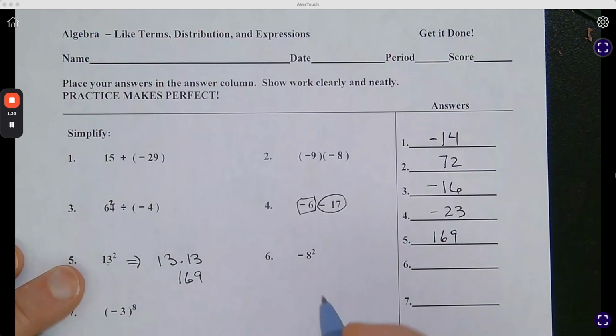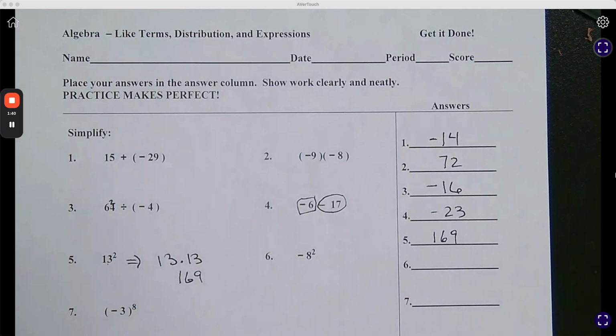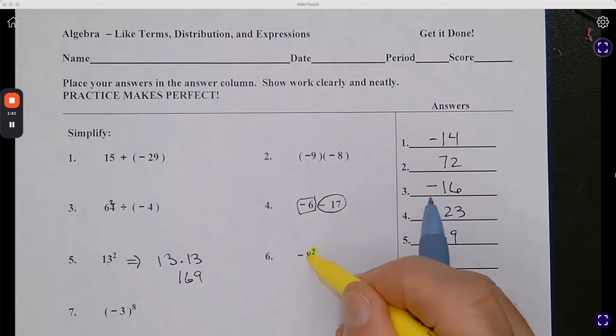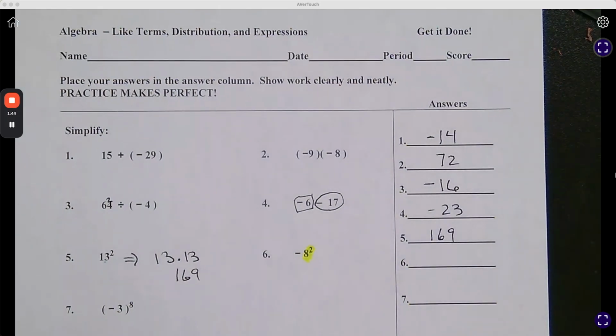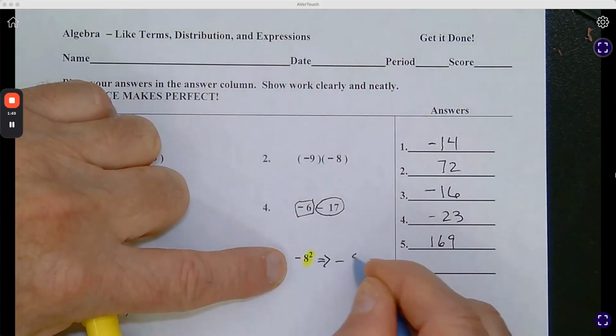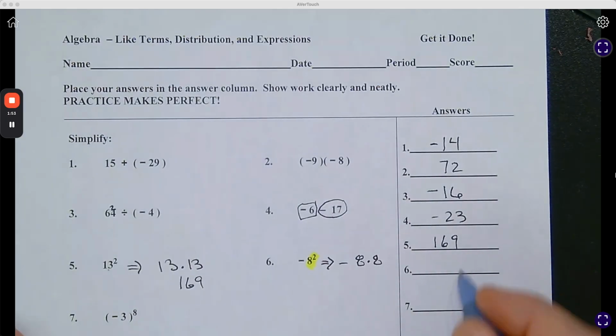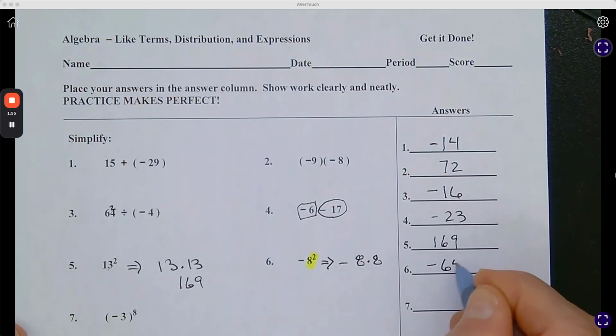All right, this one is tricky because the negative is not being taken to the power. Only what is directly below the power is being taken to it. So the negative just stays out in front, and then I apply the exponent to the 8. And 8 times 8 is 64.